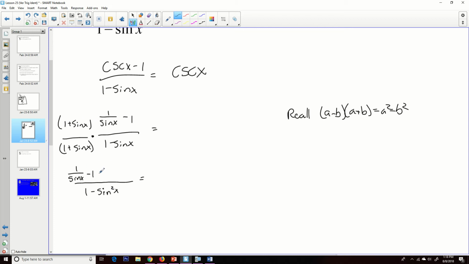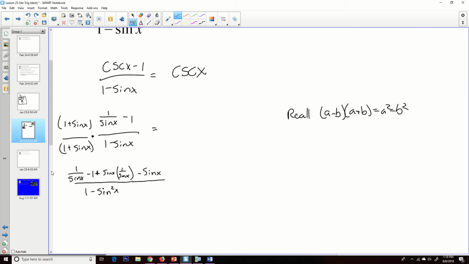Sine x times 1 over sine x is sine x times 1 over sine x. And I may have to erase here and extend this fraction bar a little bit. And then finally, sine x times negative 1 is negative sine x. All right, and so this shouldn't be a multiply here. Sorry, it should be a plus, because when you distribute, you have all pluses. Now, the good news is sine x over sine x, those cancel and becomes 1.